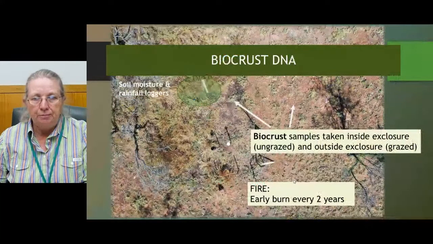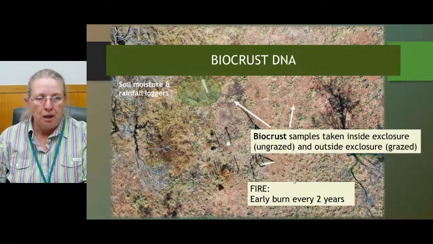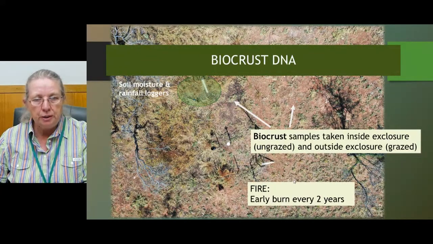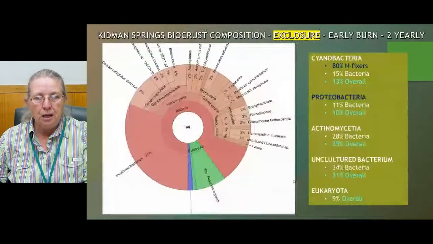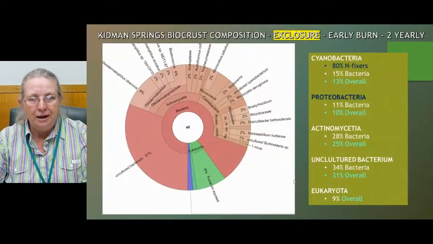We've also been looking at the biocrust DNA. We said, well, we really want to know who's there, what are they doing, what's their role in the system. So we've taken samples from inside an exclosure where there's no cattle and outside the exclosure where there are cattle grazing. That way we can have a little bit of an idea of who's actually there. This Corona chart, as they call it, which I think we relate to as something else completely these days, actually tells you a little bit about what's there.